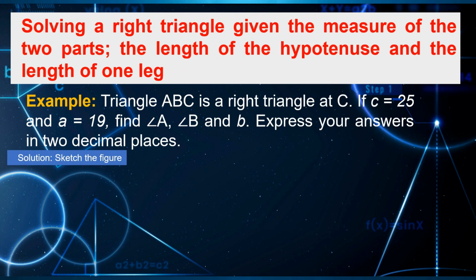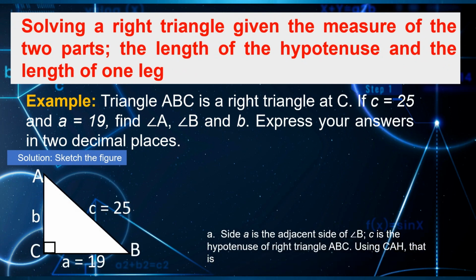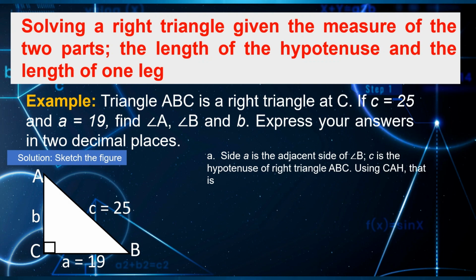Solution: sketch the figure. So side A is the adjacent side of angle B. C is the hypotenuse of right triangle ABC. Using the cosine from SOHCAHTOA, that is, cosine theta is equal to adjacent over hypotenuse, cosine B is equal to A over C.